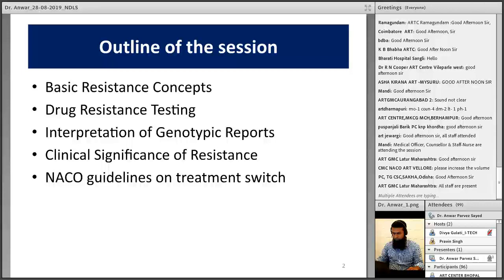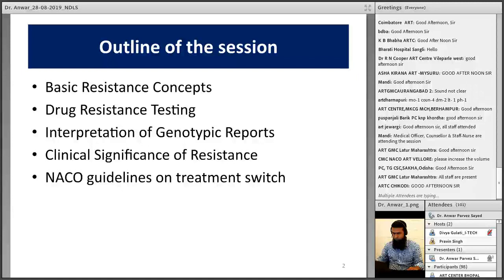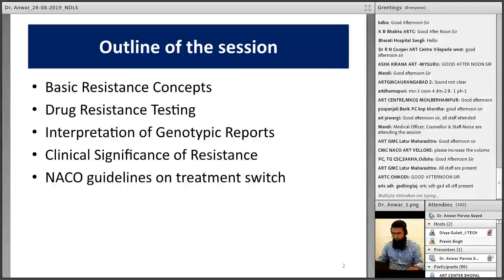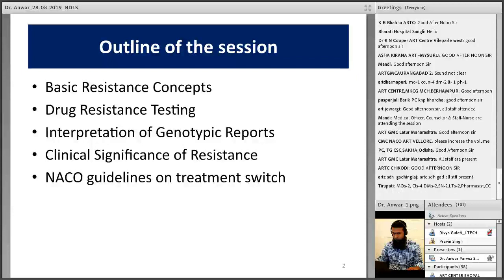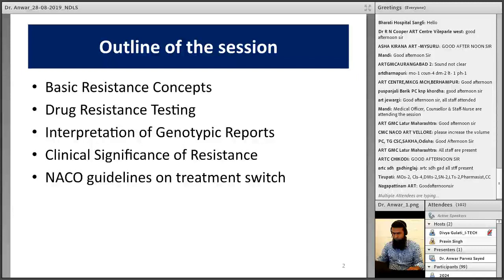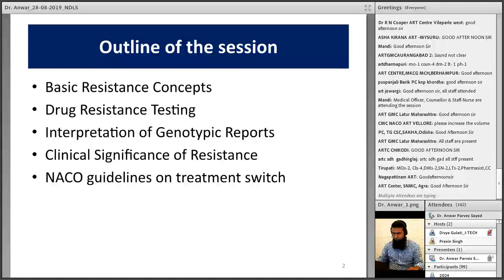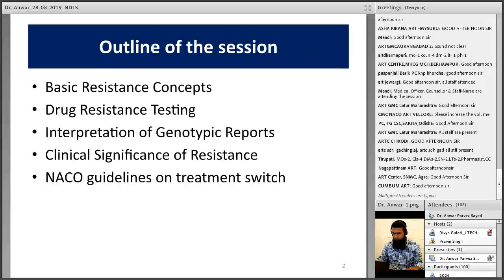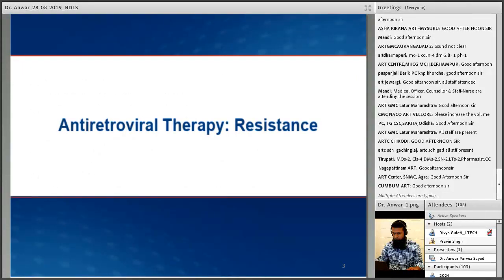So there are some disclaimers. As I said in the last bullet, the NACO guidelines are very straightforward, coming from the programmatic guidelines. We'll try to discuss how those guidelines have been developed. The rest of the part may not be directly there in the national guidelines as such, but it is definitely considered when we do treatment switches. So we need to understand the concepts of resistance, and based on that, we will be able to understand how the treatment guidelines are developed in terms of second and third line recommendations of ART.